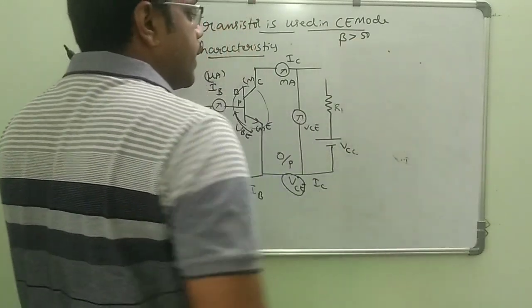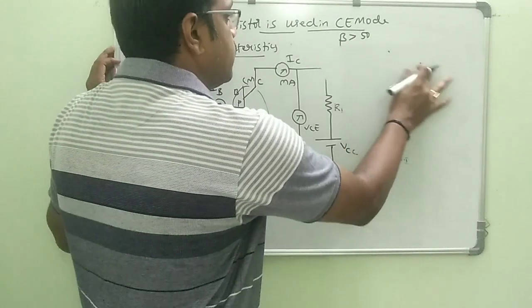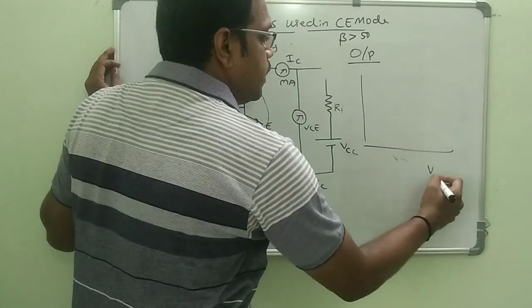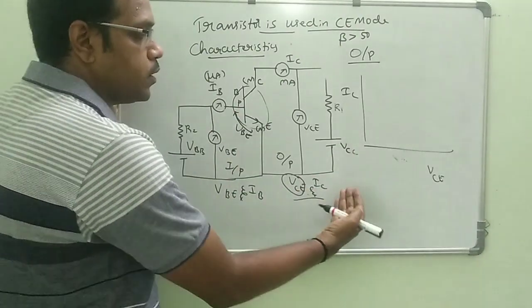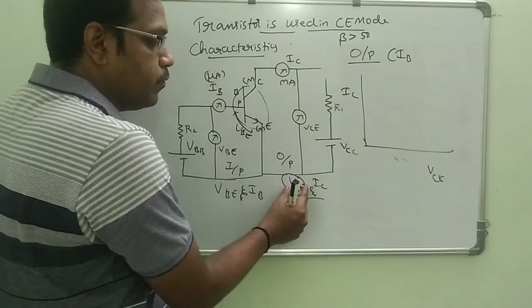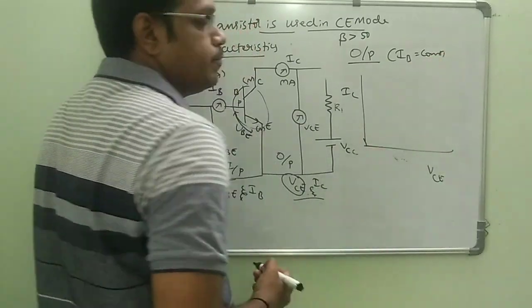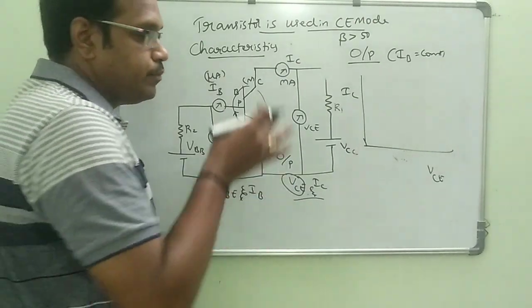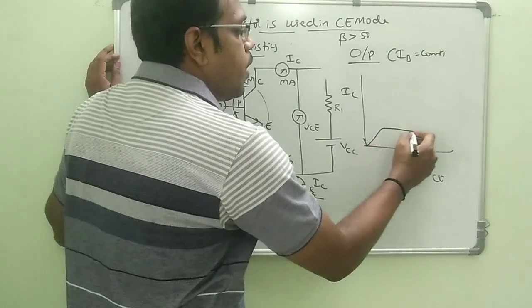If you take the output characteristic, we need to do VCE versus IC. The graph will come like this, VCE versus IC. This is input, this is output. But for that, what do you need to keep constant? Previously we kept the output constant, now we need to keep the input current constant. Actually it's a practical based question, but a few such questions will come. Now if you see here, for a particular voltage the graph will come like this.